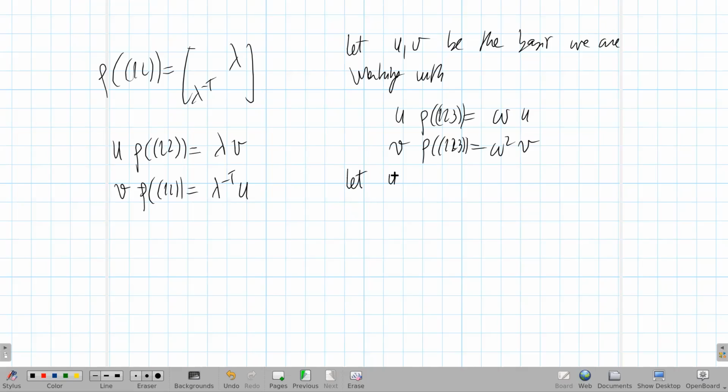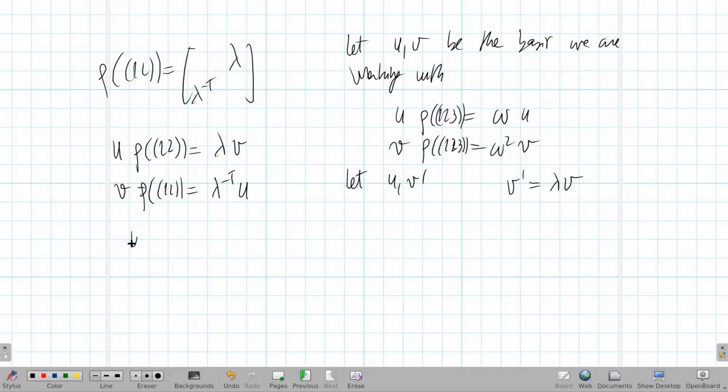Let u, v prime be another basis, where u is the same and v prime is lambda v. Of course, lambda v is still an eigenvector for rho(1 2 3) with respect to omega squared, because if you multiply by lambda on each side, you get this. So u is the same u, but you have changed v.